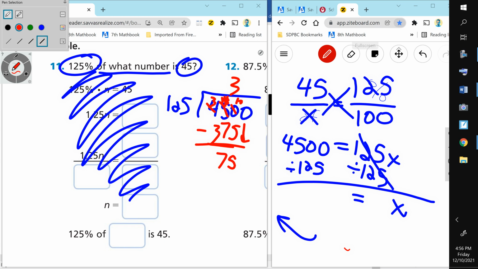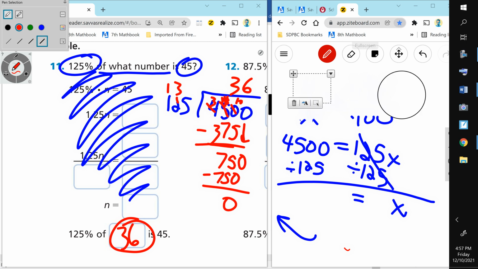And then you're going to bring the 0 down. And 125 goes into 750. 5, let's try 6. 12, 30, 40, 15. Exactly 750 times. Oh, no, I said that wrong. So it goes in 6 times. That's going to give you that. When you subtract, you have no remainder. So the answer is 36. Okay? Number 11 is 36.